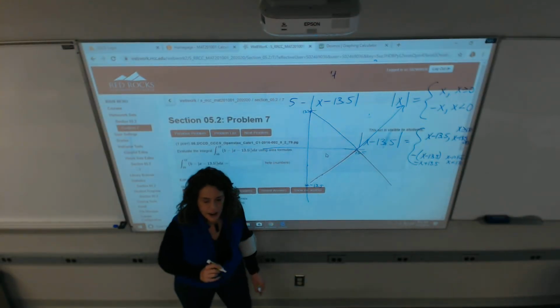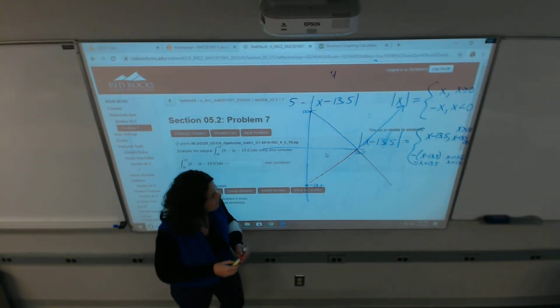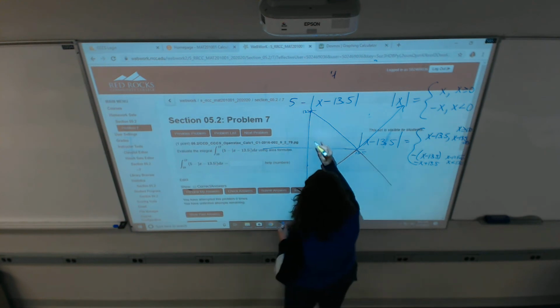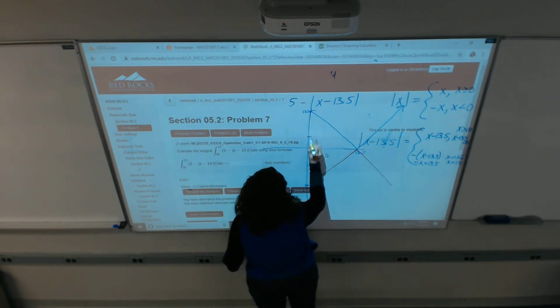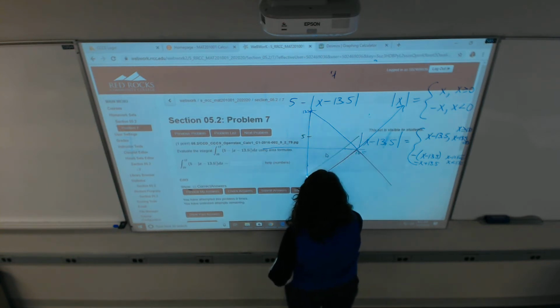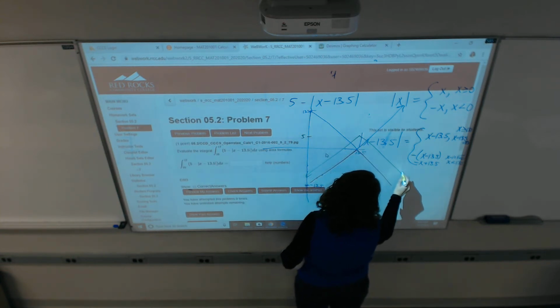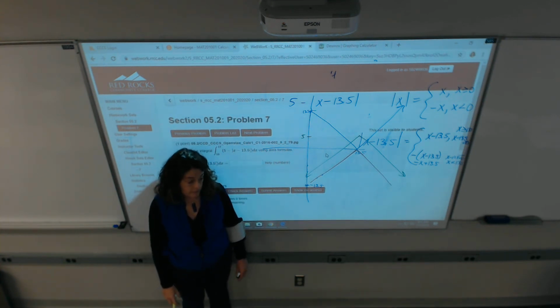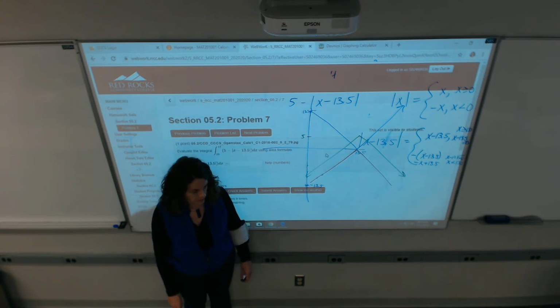Now what does the 5 do to it? Shove the whole thing up 5. I declare u to be 5. Okay. There it is. Now you have to compute it. All right? Does that make sense?